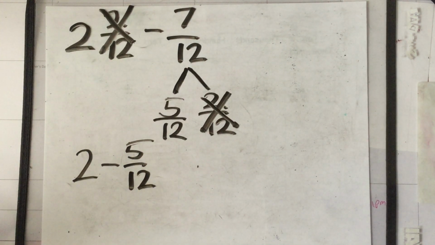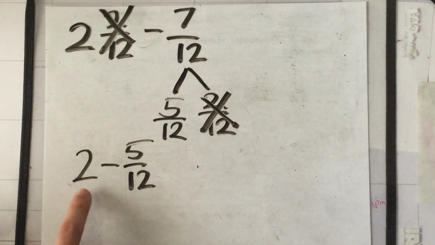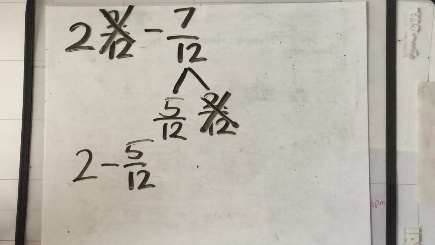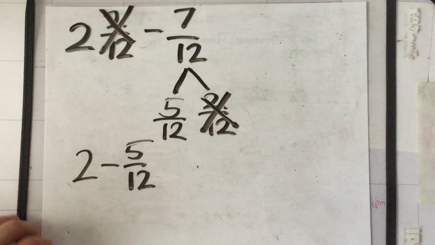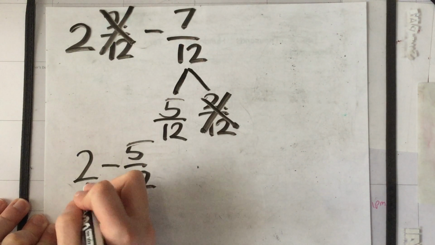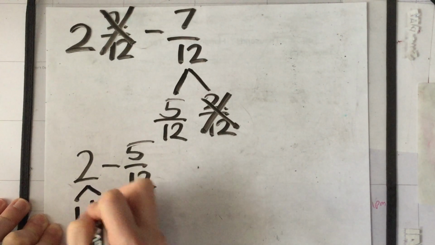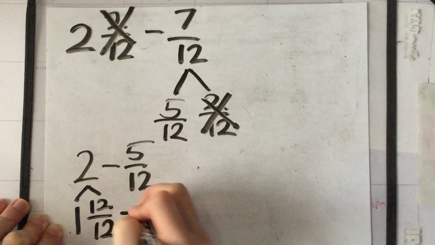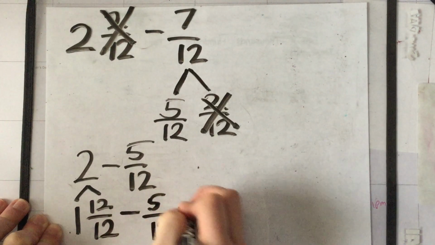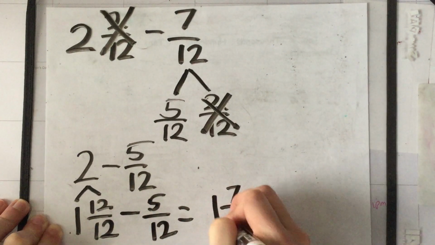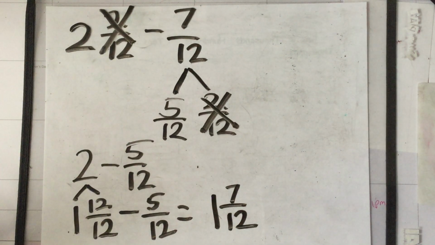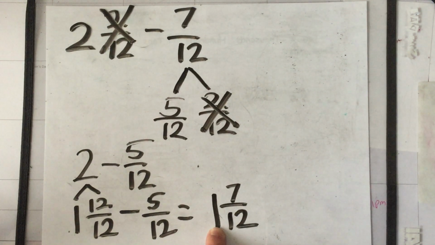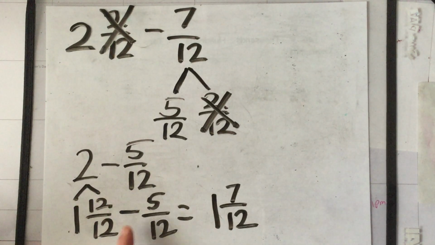5/12. Okay. Now I need to figure out how many 12ths are in one whole number. Well, if 12 is my unit, it's going to take 12 pieces to get up to one complete thing. So I can rewrite this 2 as 1 and 12/12. Then subtract my 5. And there's our answer. The 1 comes across because there's no whole number here to subtract, and we subtract our fractions.